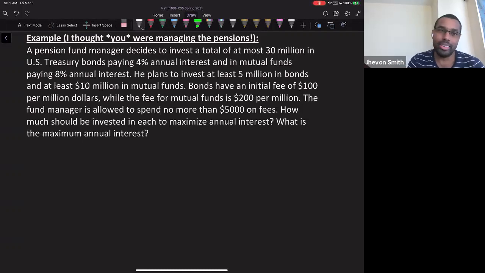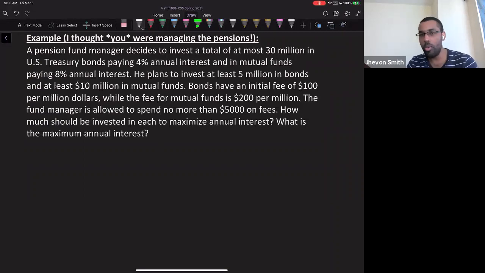But this guy, the pension fund manager, went to 1108 class where he learned that fees can really kill you. They can steal like two-thirds of my gains. So I'm not going to sleep on this. I'm going to limit my fees. I'm going to make sure that I never pay more than $5,000 in fees. So this is a restriction of his.